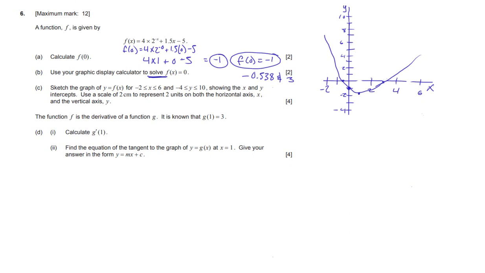Okay, so now we sketched the graph. That's part C. That's a 4-pointer. So we want to do a good job with that. Doesn't say anything about finding the minimum. We just kind of put a point there as to roughly where it's at.